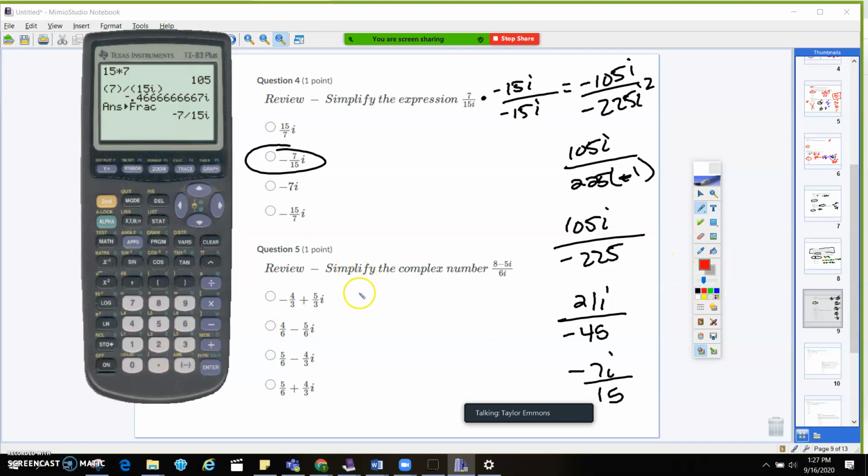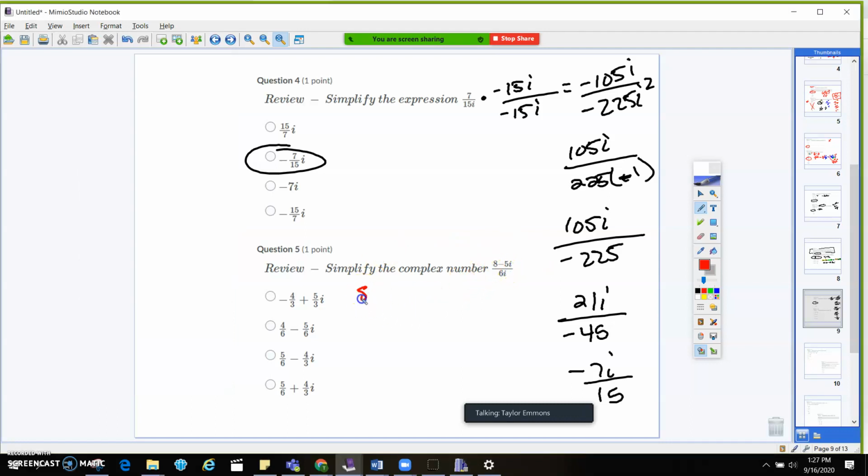All right. Another thing on this one, we're going to multiply by the conjugate. So we're going to multiply by negative 6i. So 8 times negative 6i is negative 48i. Negative 5i times negative 6i is going to give me positive 30i squared.